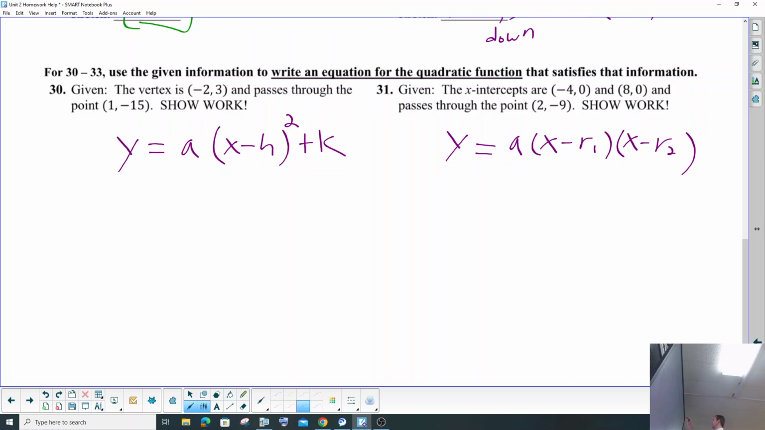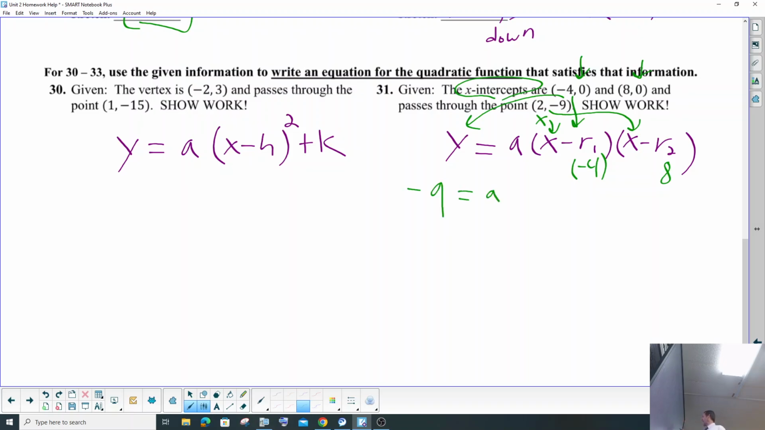So our x-intercepts, why are there x-intercepts? Because there's zeros there. That means x-intercepts. So we're going to go ahead and plug in a negative 4 here, so that's going to be minus a minus 4, and then this is going to be an 8. Our x value comes from the coordinates, so that's a 2 and a 2, and then our y value is going to be negative 9. Got to solve for a.